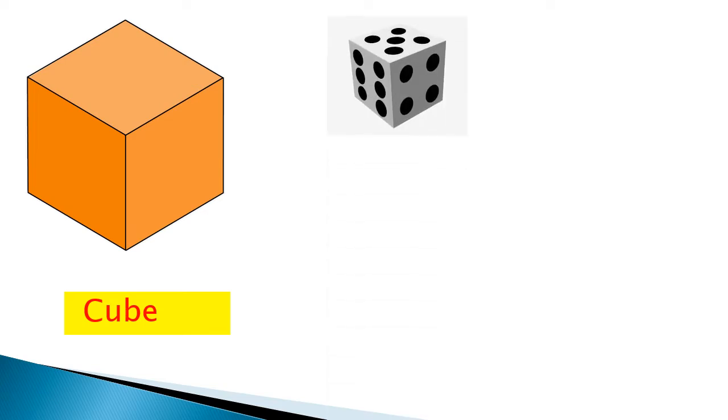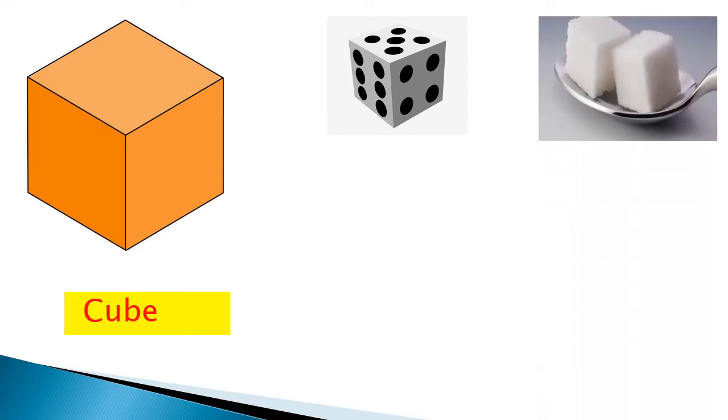In this lesson we are going to learn a new solid which is called cube. We can find cubes around us. Look at this dice. This dice is like a cube, okay? If you go to the market you will find sugar. It's like a cube, okay?